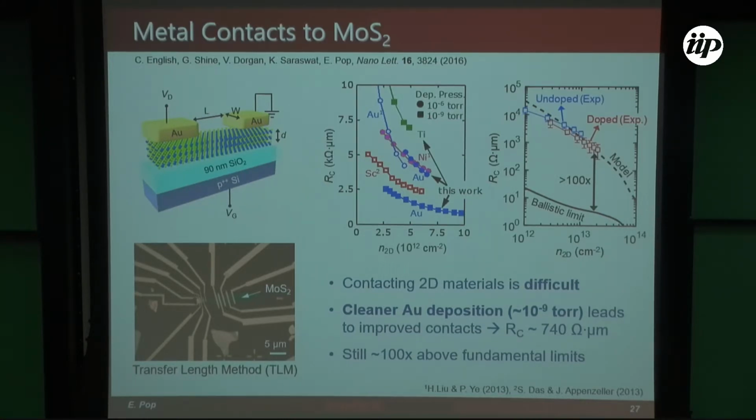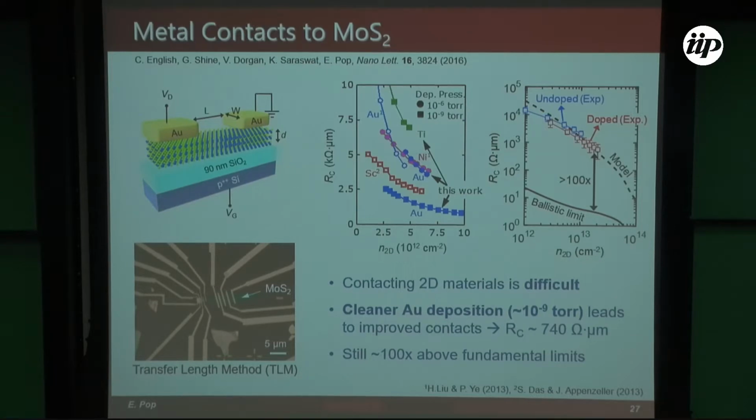The upshot of this work is that we realized that contacting 2D materials, surprise, surprise, is very difficult. You're trying to push current from a big chunk of metal into a 3-atom thick material, and that's not going to be easy, right? One of the things we realized is that if you have cleaner surfaces, you can actually get better contacts. So we did this in an average evaporator, 10 to the minus 6 torr, and in a better evaporator, 10 to the minus 9 torr.